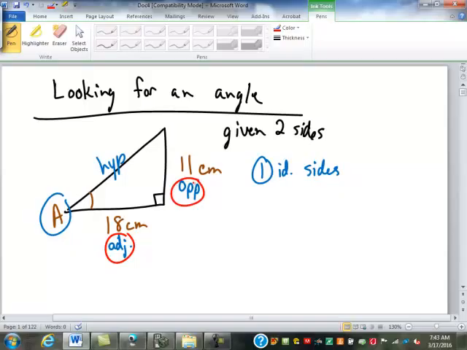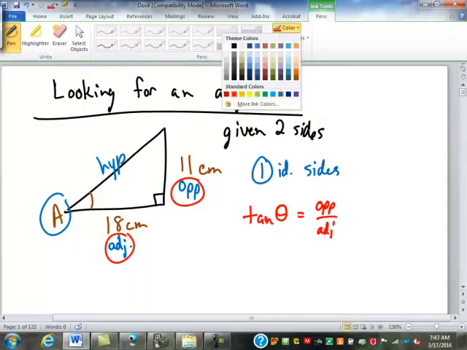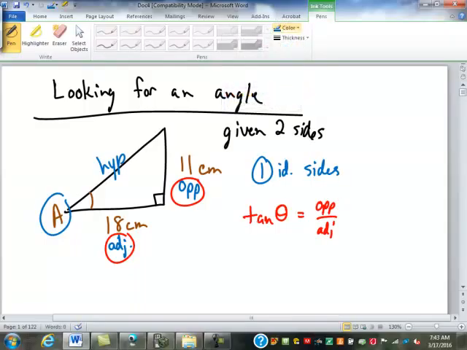There are two functions, if you look through your list of functions, that use adjacent and opposite. One is cotangent, but that's not on our calculator. The other is tangent. So our definition of tangent is the tangent of an angle is the opposite side over the adjacent side. Now we're looking for the angle, so we don't know the angle. But the angle we're looking for is angle A, so I'm going to put A in there for the angle. The opposite side is 11, the adjacent side is 18.